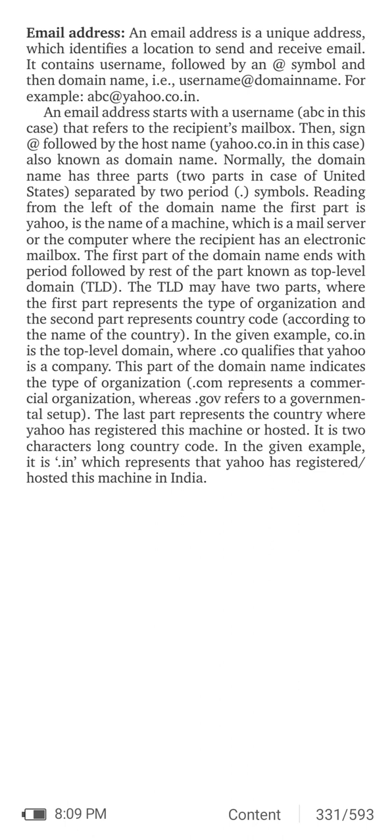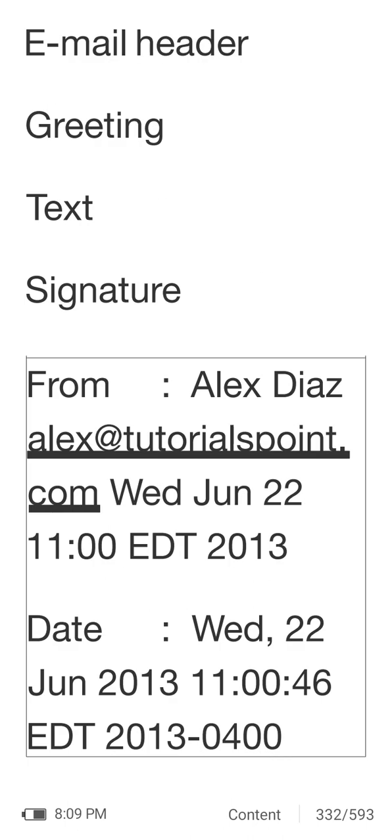We mentioned that in an earlier video. The last part represents the country where Yahoo has registered this machine or hosted. It is a 2 character long country code. In the given example, IN, which represents India. Hosted this machine in India.